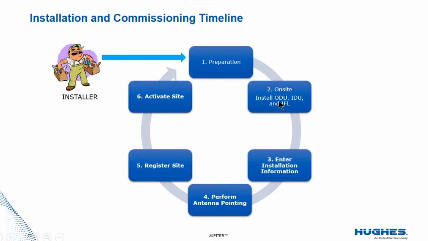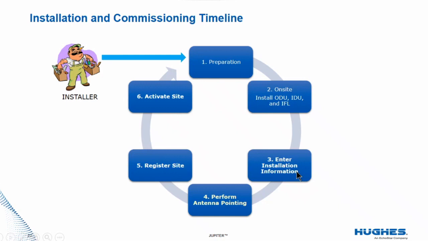Step 2, install the terminal. Install the ODU, IDU, and the IFL cable. Different terminal types may be cabled differently. For example, some terminal types require only one IFL cable. Some may require 2 IFL cables.